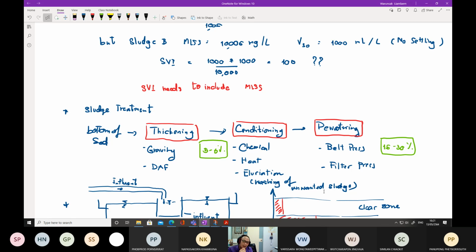We can apply two types of pressing process, the belt press or the filter press, and both are suitable for the sludge generated from wastewater treatment plants. But for water treatment plants, probably filter press. I think they mostly use the filter press.